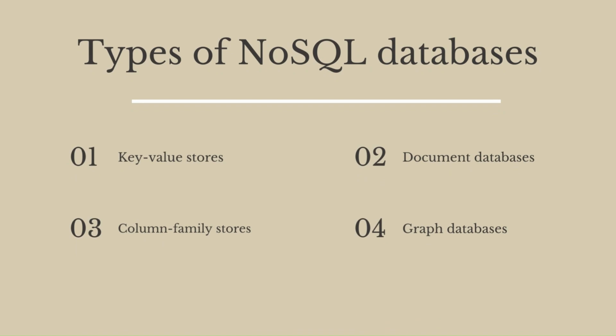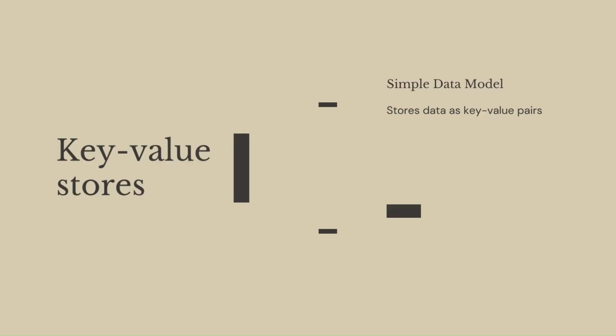There are four types of NoSQL databases. First is key value stores, document databases, column family stores, and graph databases. Key value stores: simple data model, high performance. Stores data as key value pairs, fast retrievals and writes.